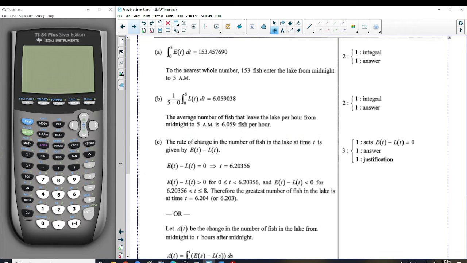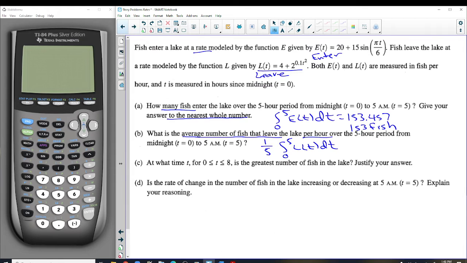Let's cheat. 6.059. 6.059, and that's the average number of fish that leave the lake per hour. So fish per hour on average.